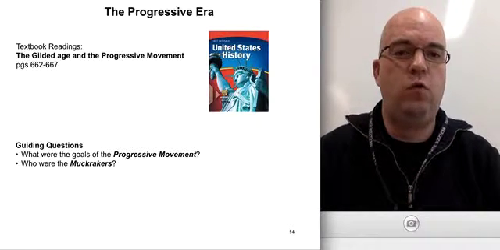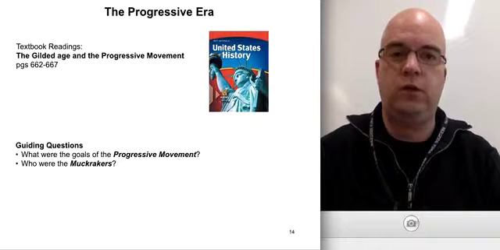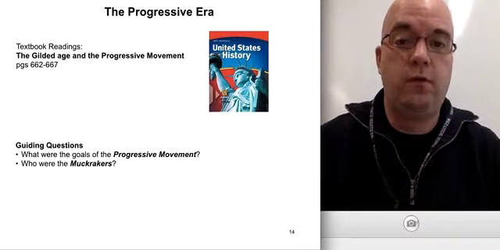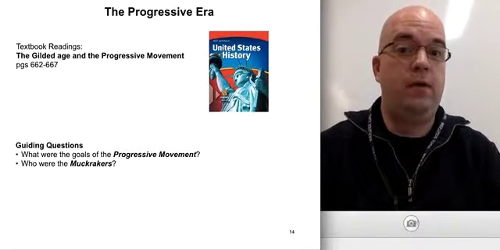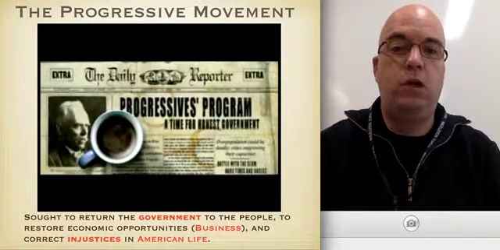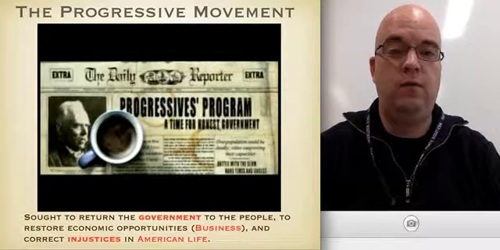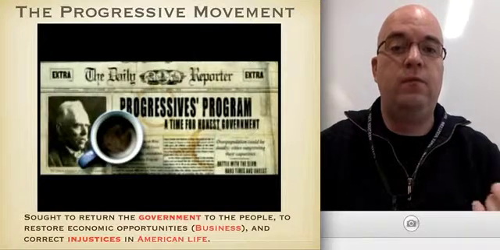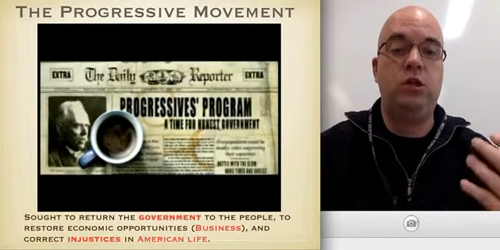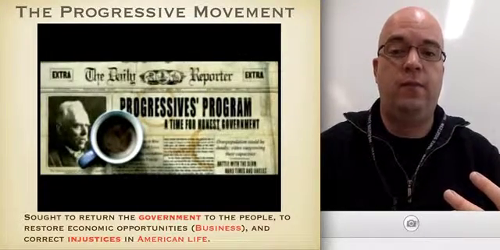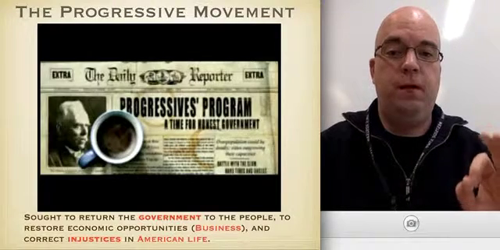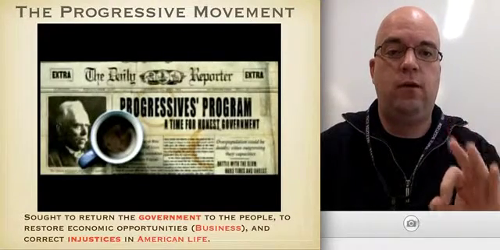There are two guiding questions that we'll cover in this lecture: what were the goals of the progressive movement, and who were the Muckrakers? There is a video that we watched in class about the progressive movement. This video can be found on the 8th grade video on demand wiki for students who may have missed this in class. The video will discuss a lot of the general themes of the progressive era, and there are three big areas that the progressives try to tackle.